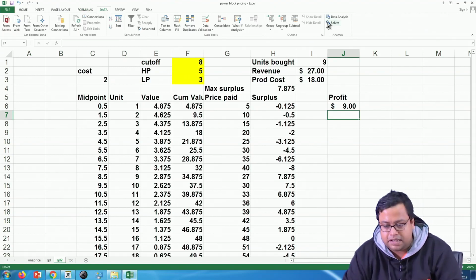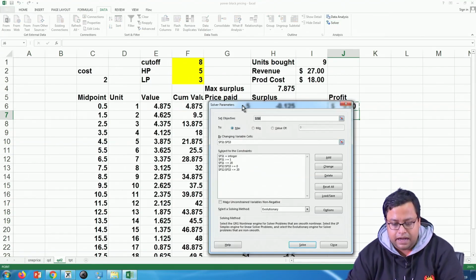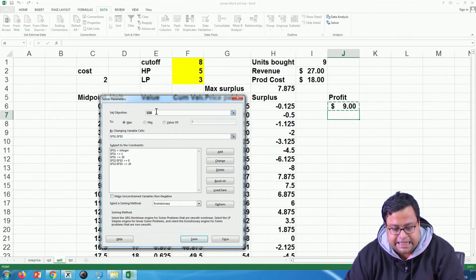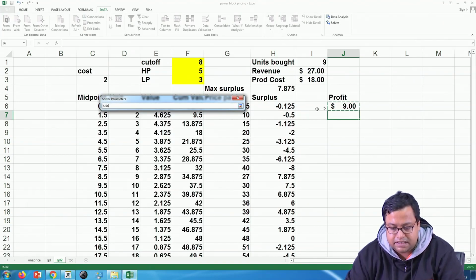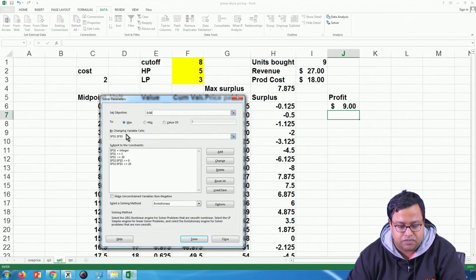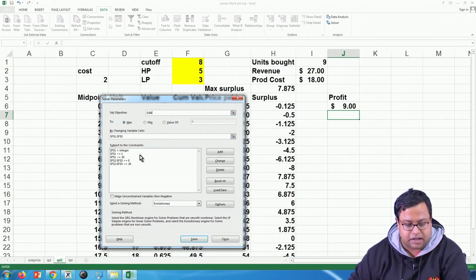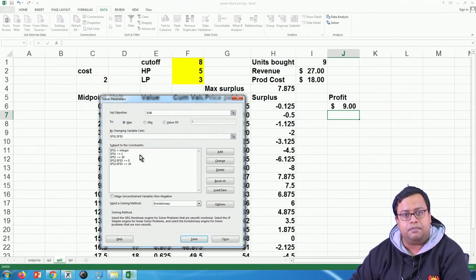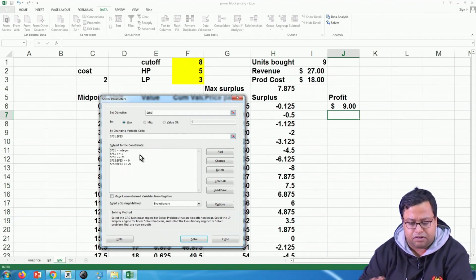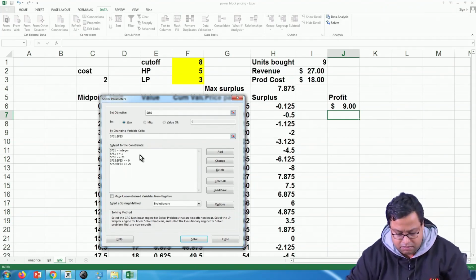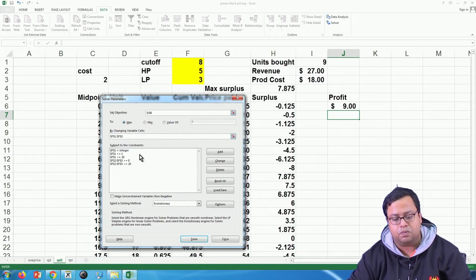I will do the same optimization once more. If I go to Solver, you will see that I am maximizing J6, that means this one, by changing F1, F2, F3, same thing. F1 is an integer, the cutoff is an integer, and I am saying F2 and F3 are between 0 and 20. F1 has to be between 1 and 20. That is the same thing that I did in the previous case as well, but here I have not put the condition that high price and low price have to be different.